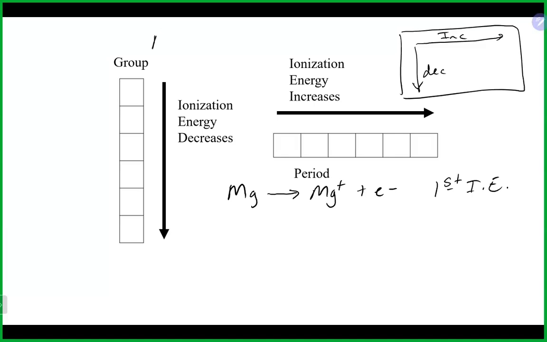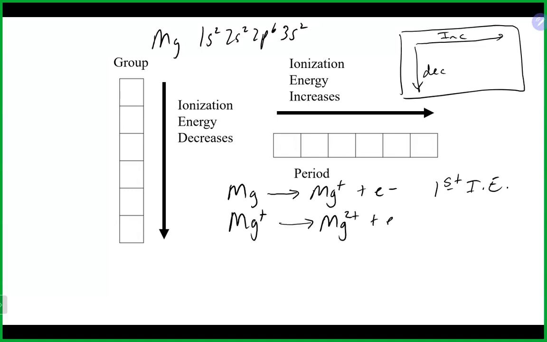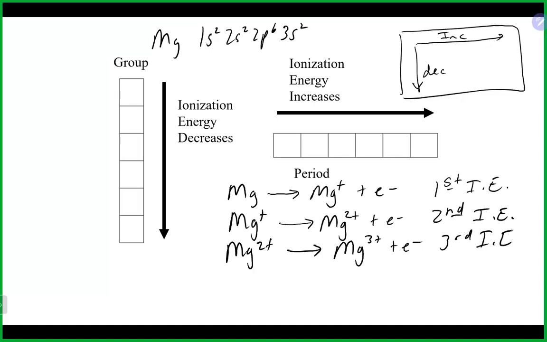By the way, let me write this configuration one more time. 1s2, 2s2, 2p6, 3s2. The next thing that will happen is that magnesium that has lost one electron will then lose a second electron. And that is what is known as the second ionization energy. Then maybe magnesium that has a +2 charge will lose one more electron. And that'll be what is known as the third ionization energy.